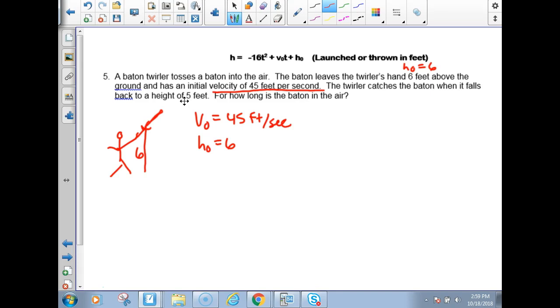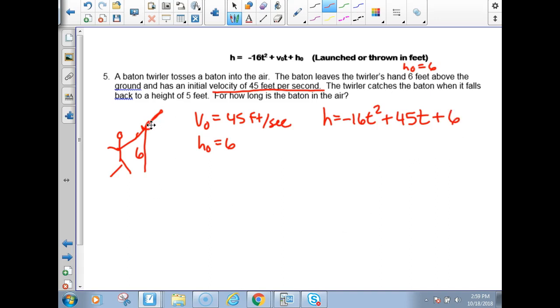Well, we could let H be 5, and then we could pop all that into the equation, but I'm going to show you how to do it another way because I want to teach you how to find the graph, how to do it on the graphing calculator using intersection. I'll show you what I mean. So the height is negative 16t squared plus the initial velocity was 45, so we do 45t, and plus the initial height that came out of her hand at 6 feet.